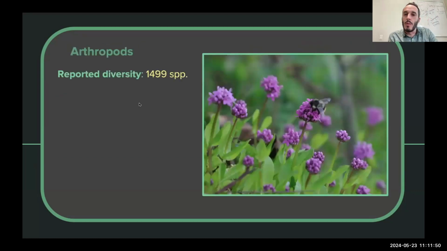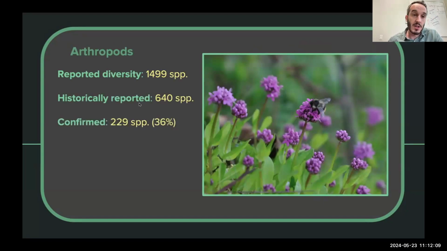So just a quick overview of what we know about our local arthropod diversity. This is a large phylum that includes insects such as bumblebees. There are about 1,500 species reported to the island so far. Of this tally, 640 species reports are based on historical records, of which we've documented 229 since the project began, confirming 36% of the reported diversity. And we've also added 859 species to the list. And still at large, things that are unconfirmed but historically reported are about 400 species. This is a gap that we aim to close as we continue our search efforts.